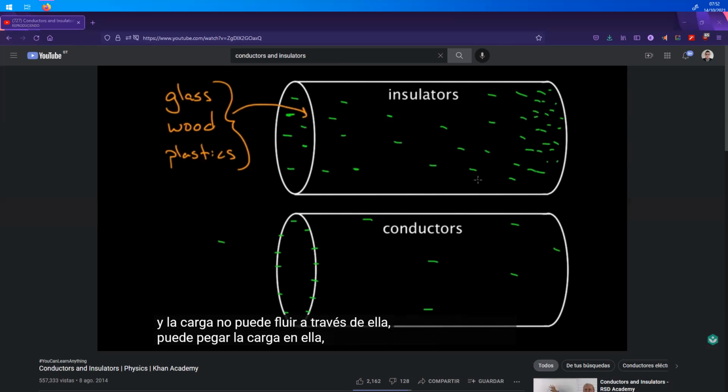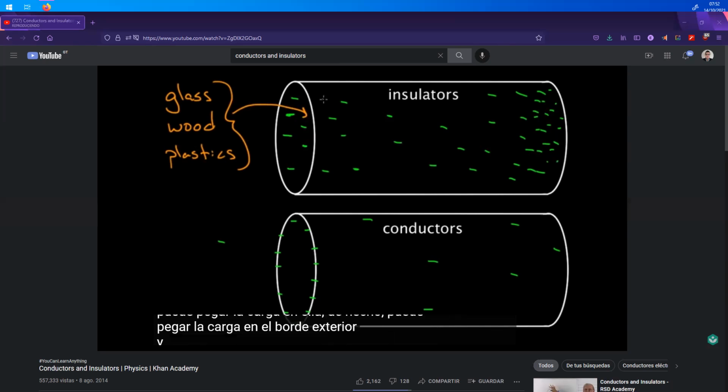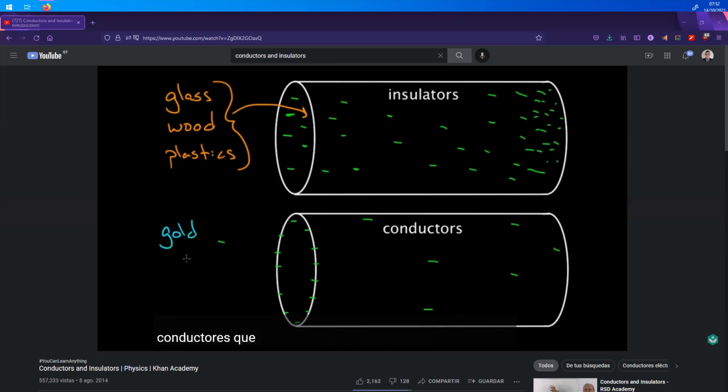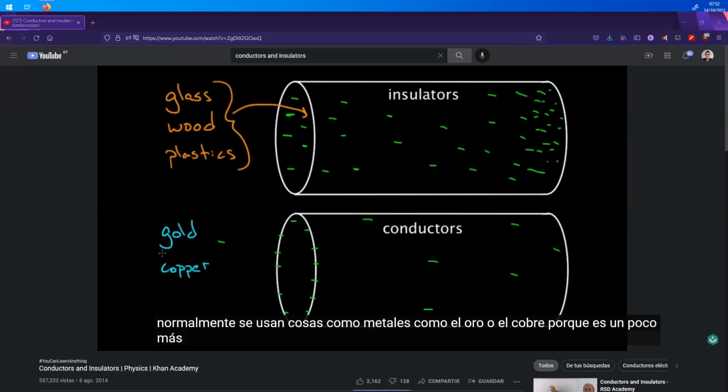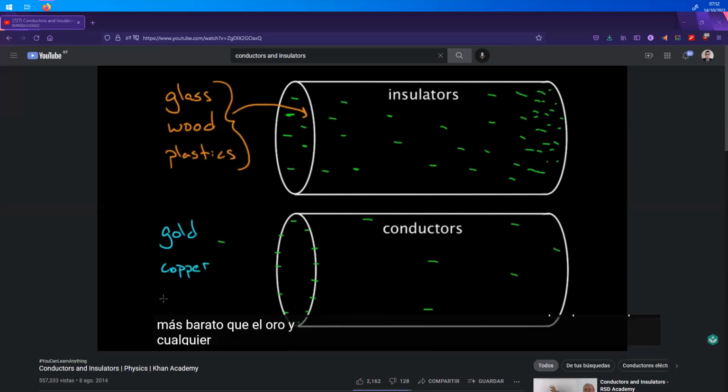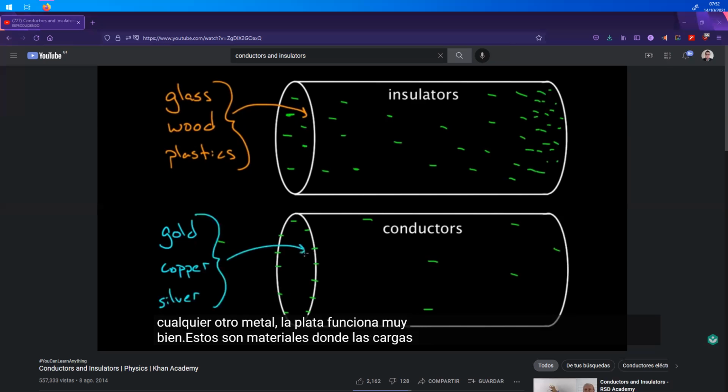In fact, you can stick charge on the outside edge and it would just stay there. And there are conductors. These are materials like metals, like gold or copper, which is typically used because it's cheaper than gold certainly, or any other metal; silver works very well. These are materials where charges can flow freely through them.